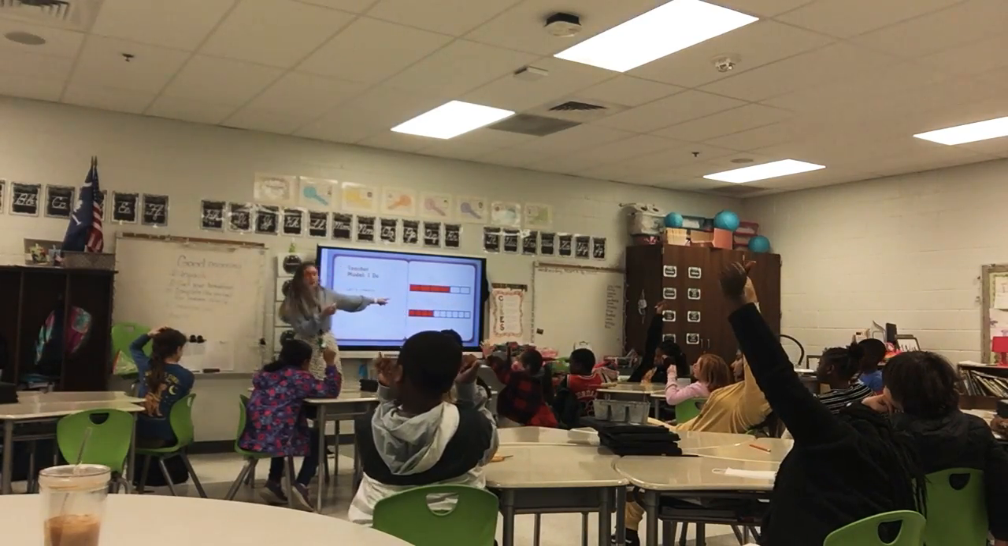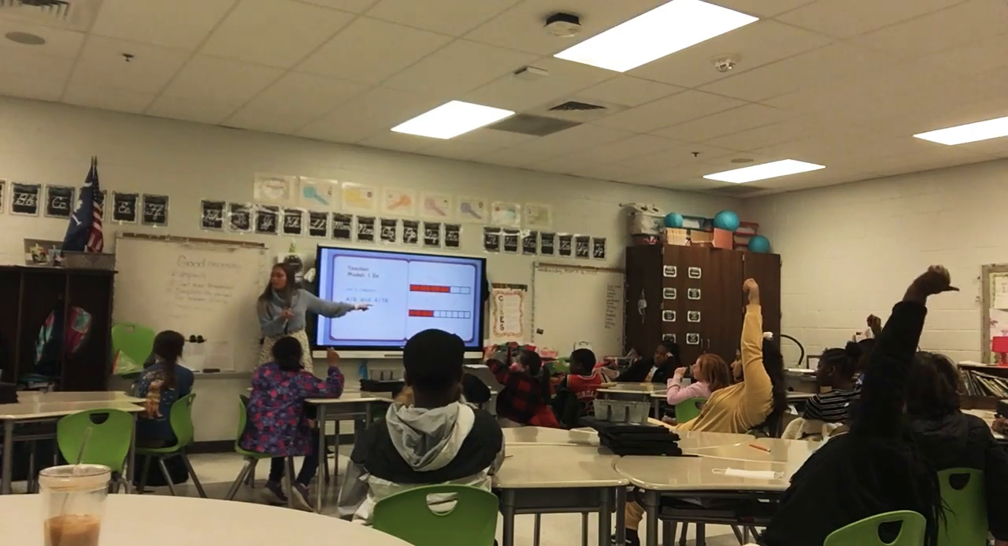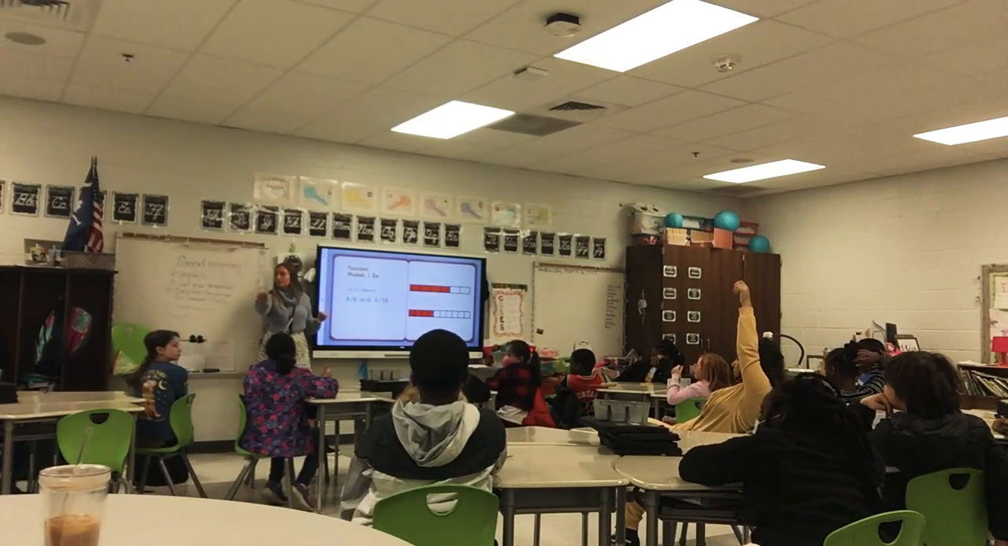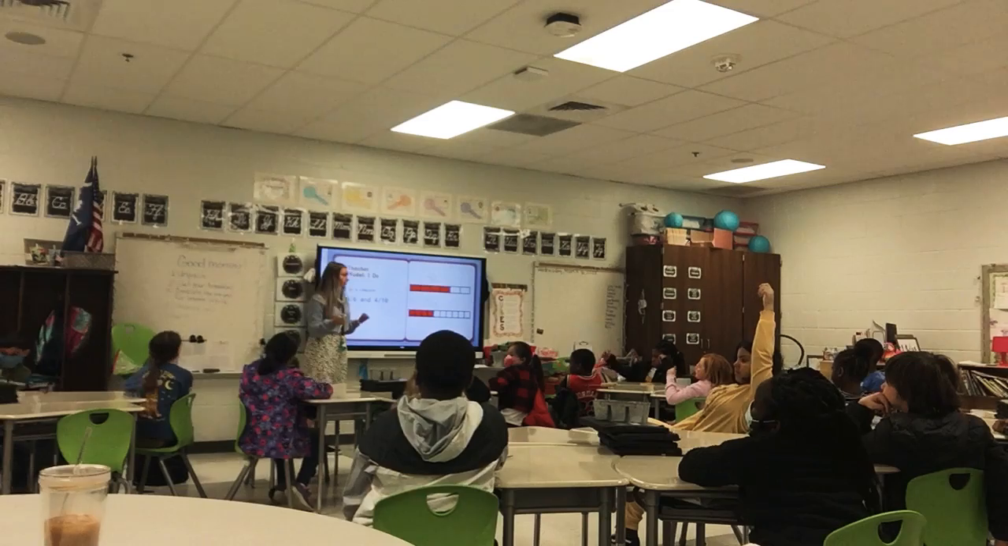Table 3, can y'all see it? See the board okay? If y'all need to go sit at teacher table so y'all can see the board, that's okay.